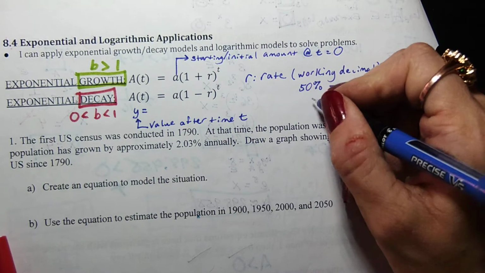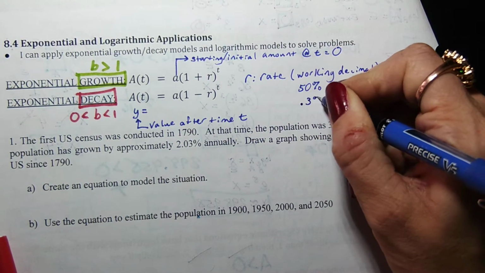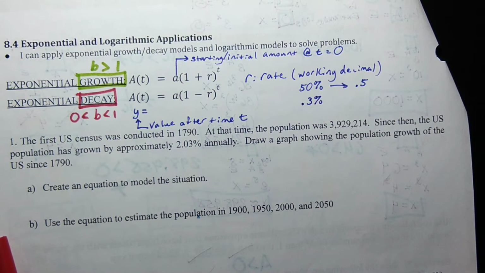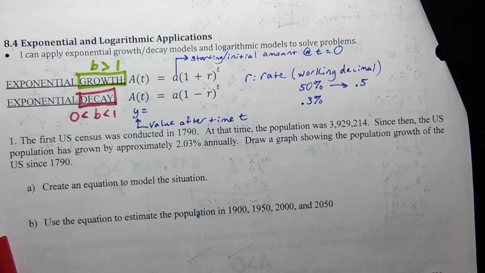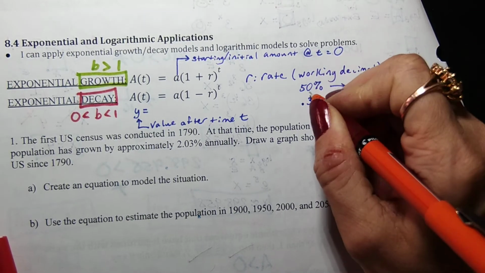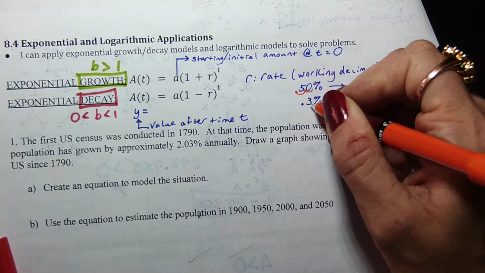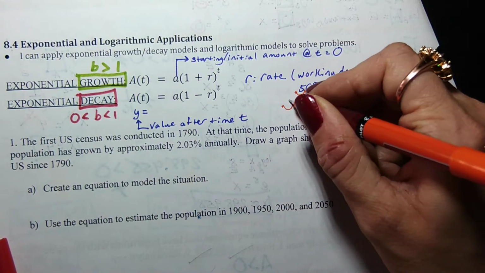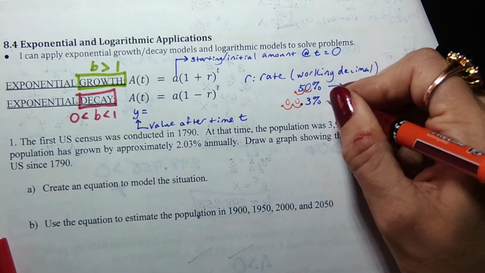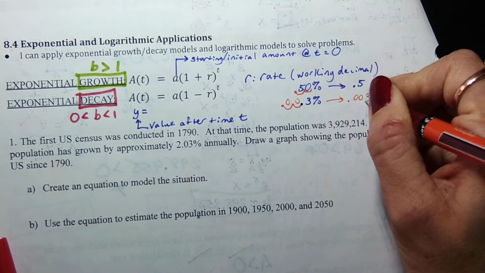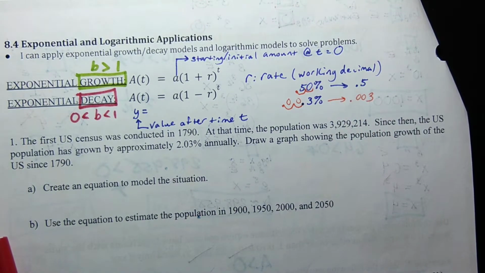For example, they'll be like, oh, 0.3%. And this will confuse students because it's like, hold up, it's already a decimal. Do I need to do more to it? And the answer is yes. Anytime you have a percent, you always have to move the decimal point 2 places. So if you can remember 50% is 0.5, move that decimal place 2 places to the left, move that one 2 places to the left, and that would show me that 0.003 would be the working decimal for that percent.